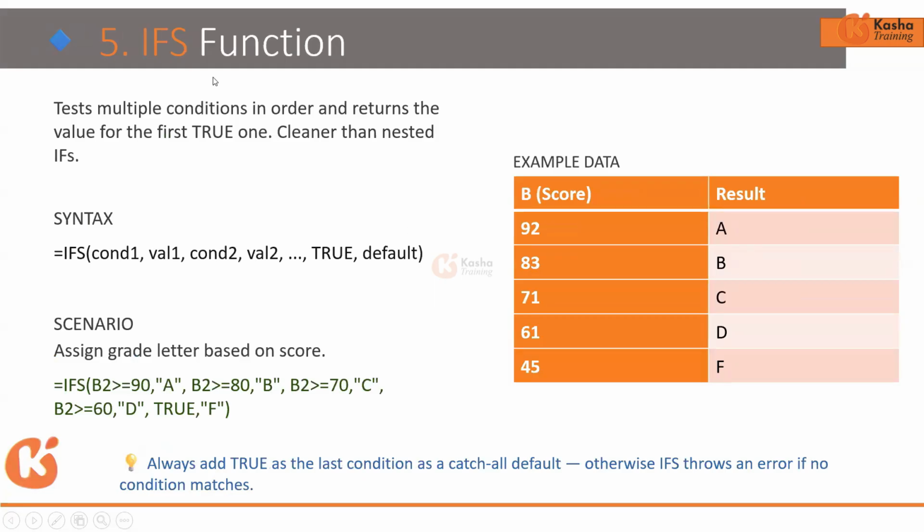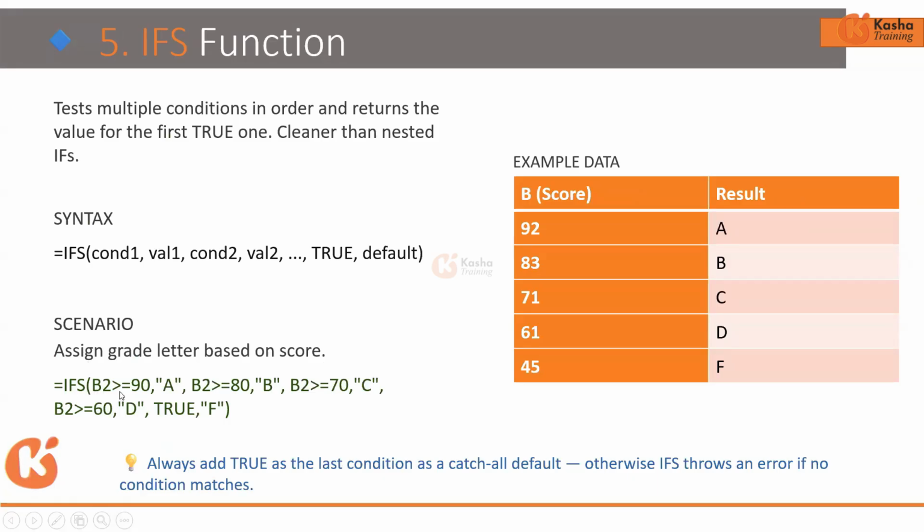Then let's see the fifth condition. Fifth condition is the IFS function. So here you can see it tests multiple conditions in order and returns the value of the first true one. It replaces the nested IF. So here you can see IFS condition one, value one, condition two, value two, and TRUE as a default. So here what we are doing is assigning grade letter based on the score. Let's see what it is doing.